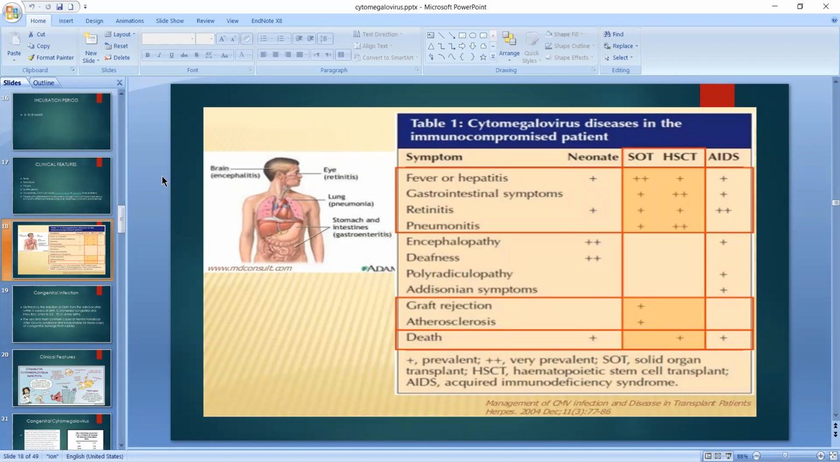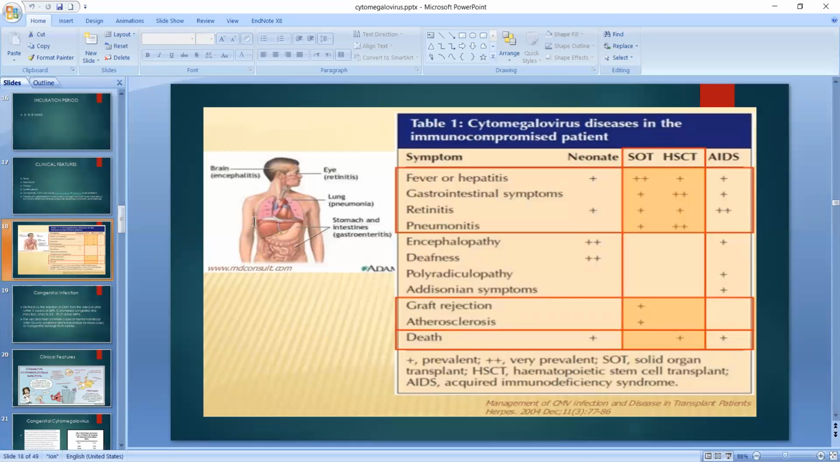Cytomegalovirus disease in immunocompromised patients. In this table, different complications are shown which develop in immunocompromised patients like neonates, solid organ transplant recipients, and AIDS patients. These are all immunocompromised, and these are the complications which develop in these patients: fever or hepatitis, gastrointestinal symptoms, retinitis, encephalopathy, deafness, Addison symptoms, graft rejection, atherosclerosis, and death.